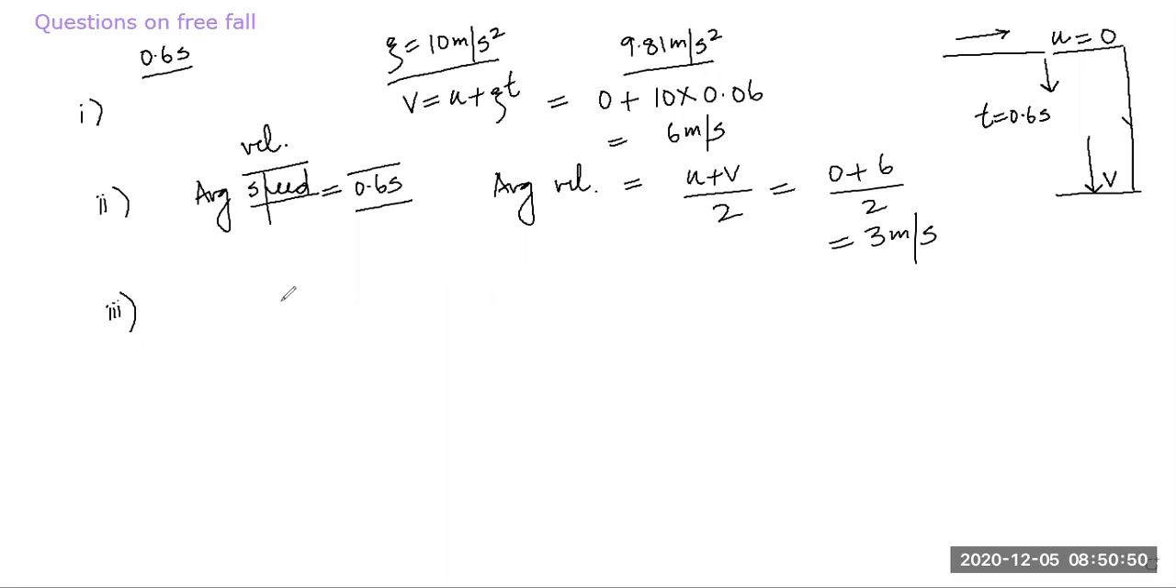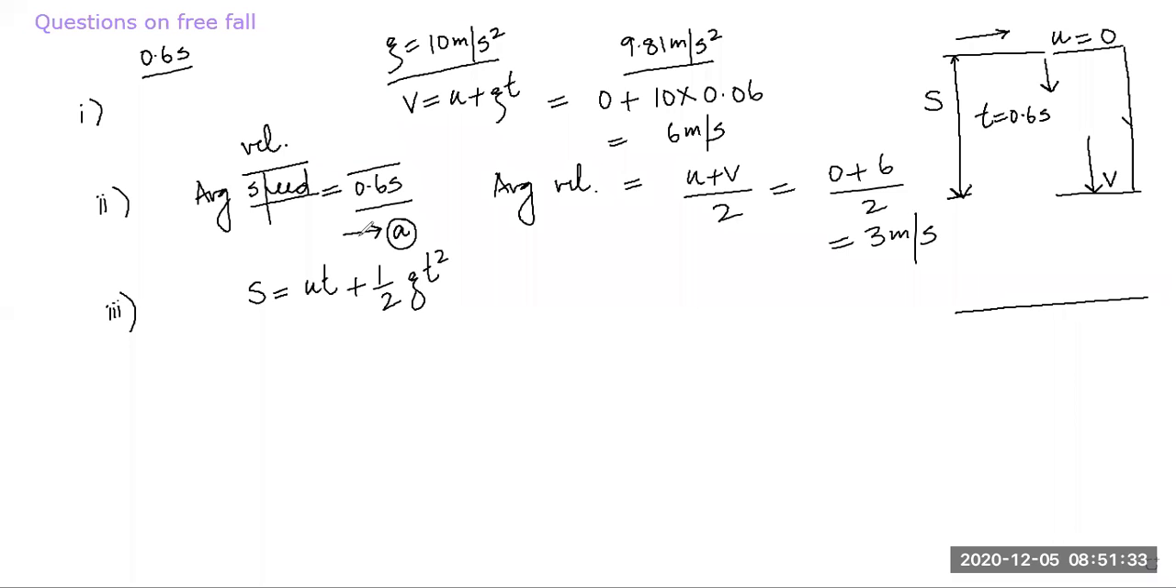Now, third, he says, how high is the ledge from the ground? How high is this ledge from the ground, this point? We want to calculate what? Distance, s. So which equation will we use? s is equal to ut plus half gt square. Correct. So can I ask any student why we are not writing a here? Why are we not writing a? Yes, Mansimrit.